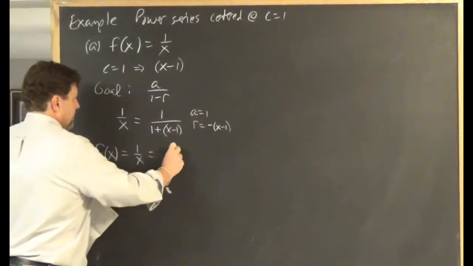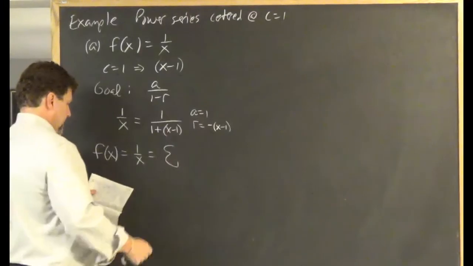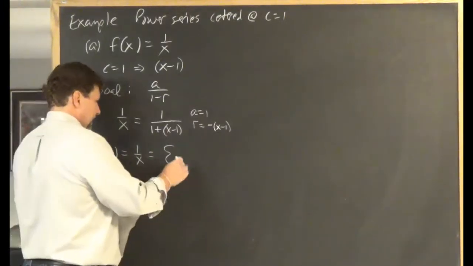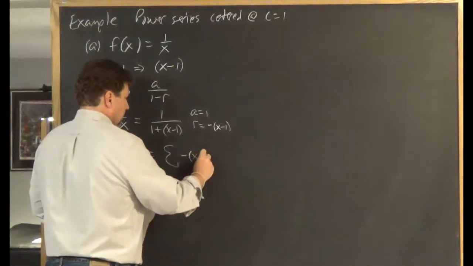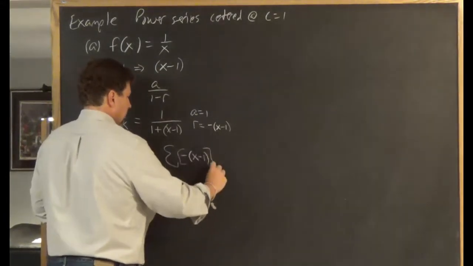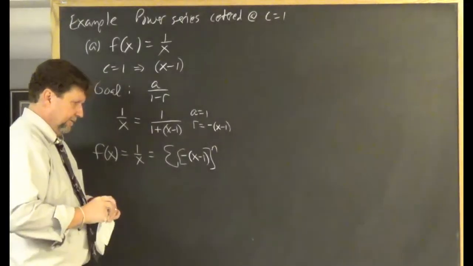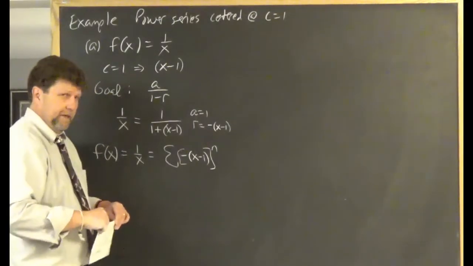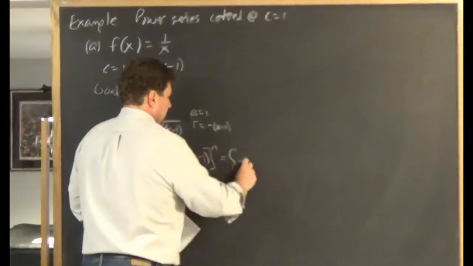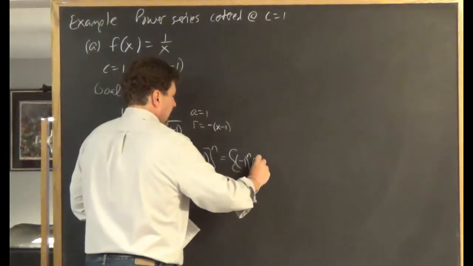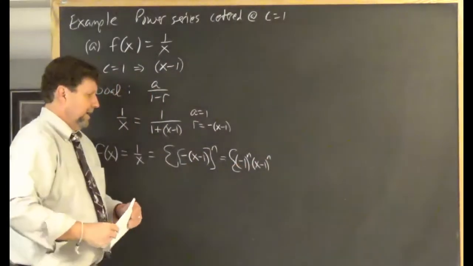So it looks like our function 1 over x has the series notation of a r to the n. A is 1, r to the n. I think for this one you could see why a lot of people would say, hey, we could just write this as negative 1 to the n, x minus 1 to the n. I mean, that's pretty easy.